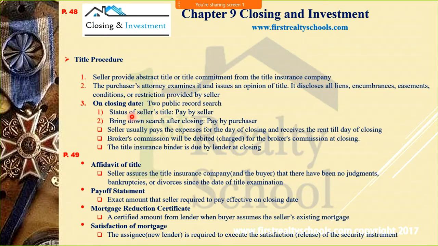Then on closing day, they will do the public record search. There are two public record searches. That's the one for the seller, because the seller's title insurance is paid by the seller. We call it the owner's policy. If we purchase the title insurance, then we call it the owner's policy. In general, the seller will pay for it. Why does the seller pay for it? It's related to Chapter 8, which we have talked about. The seller wants to prove this is a merchantable title.